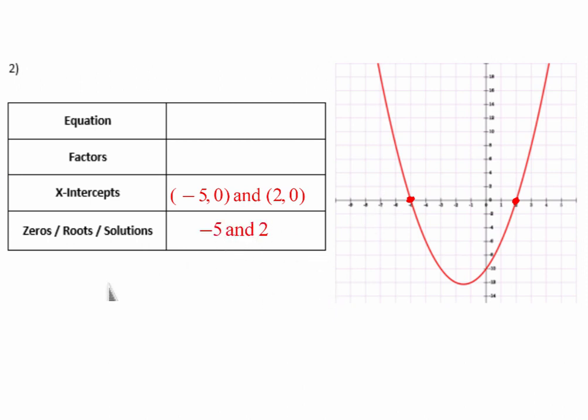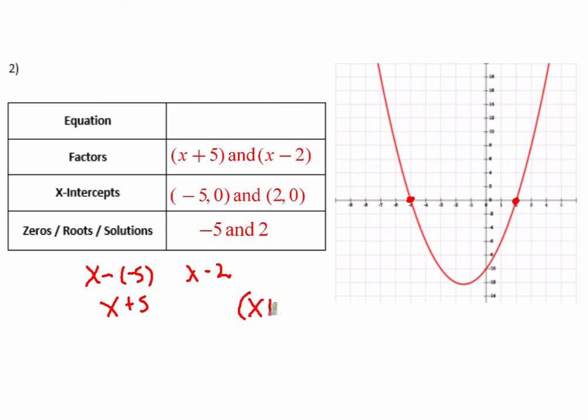To turn those into factors, all I do is go x minus negative 5 and x minus 2. X minus negative 5 is x plus 5, and then x minus 2 is already there. So my factors are x plus 5 and x minus 2. Now to write my equation, what I need to do is take my factors, x plus 5 and x minus 2, and multiply these out.